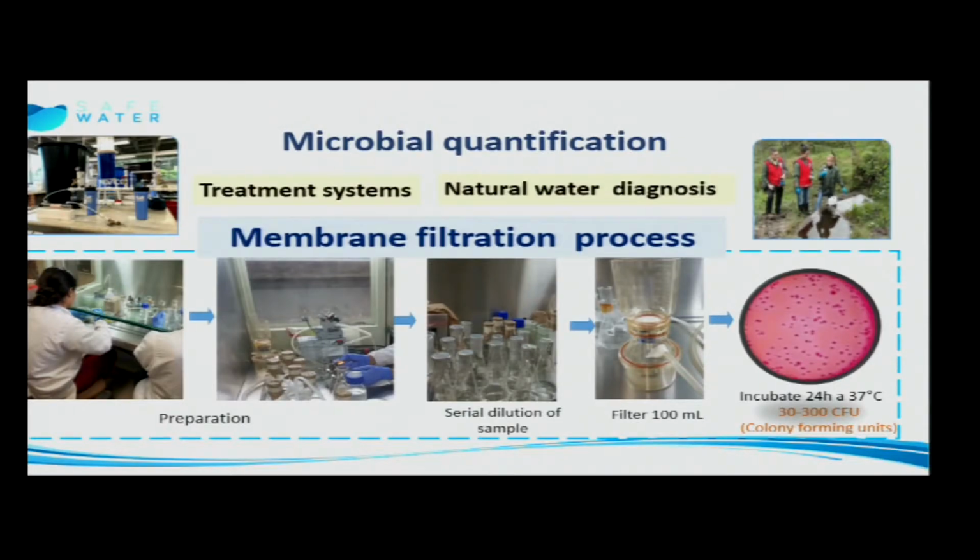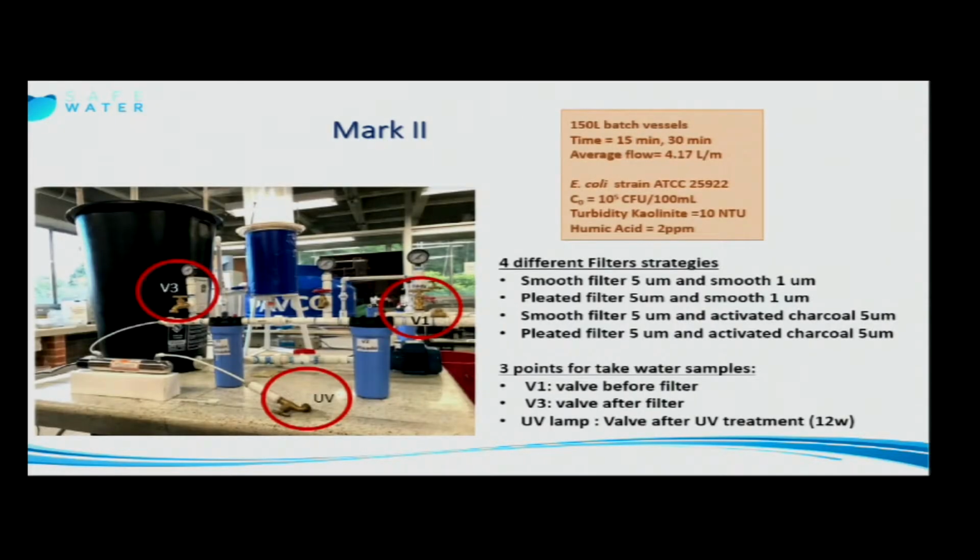We do the dilution, we do the filtration, and after that we have the dishes, and we try to count the colony forming units between 30 and 300. This is finally the work that we are doing with the systems. Here are the conditions of the Mark II. In this case, we are evaluating 4 different filter strategies, combining different kinds of filters, smooth and pleated, with different pore sizes, and using activated charcoal in some of the combinations.